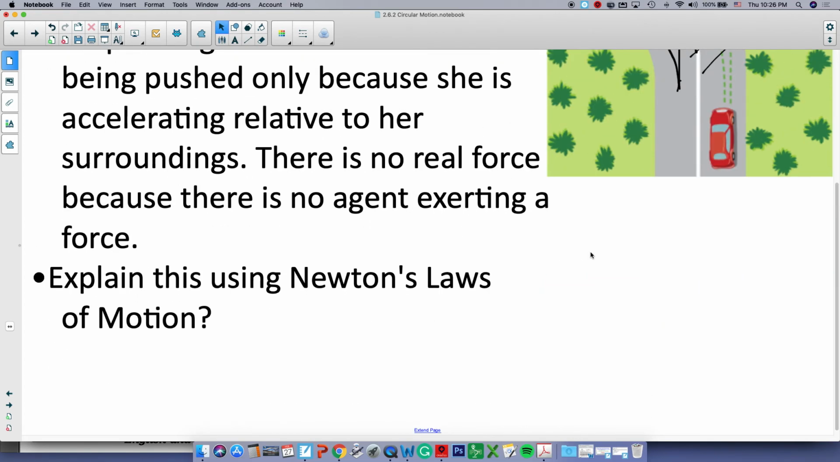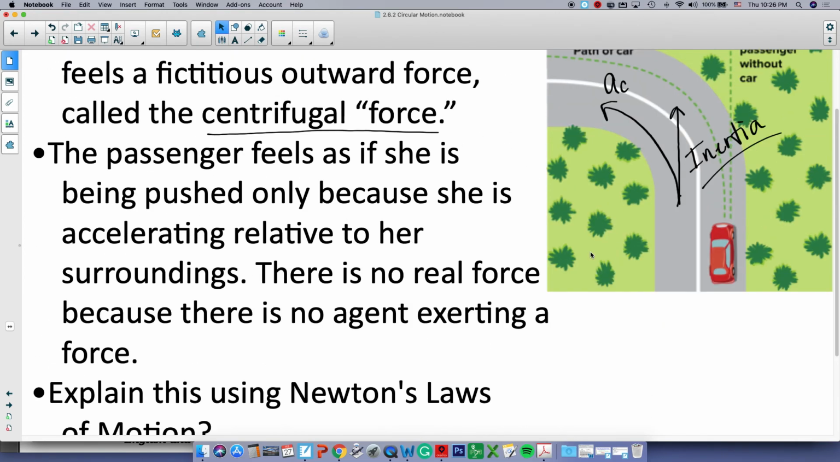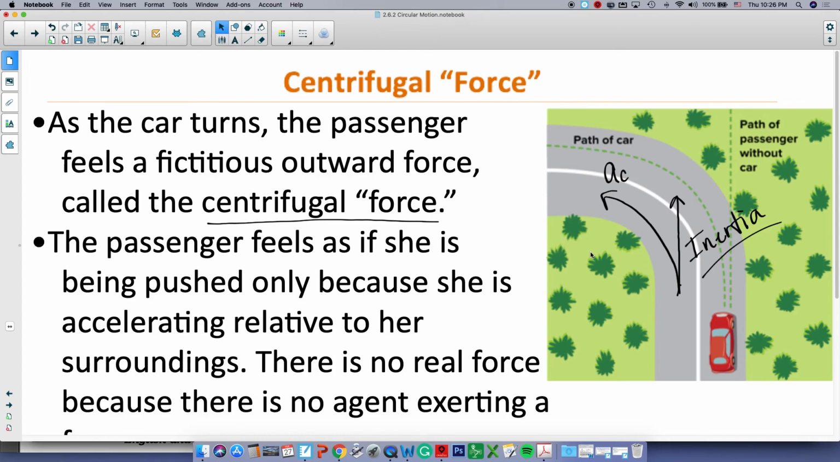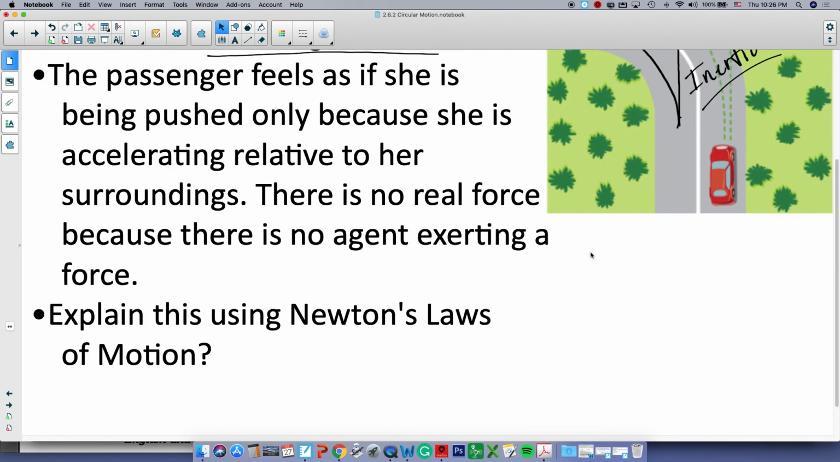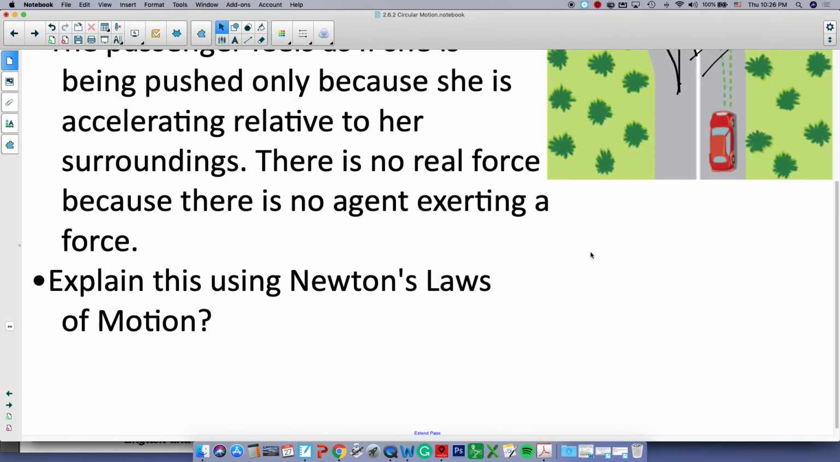Okay, so same kind of thing. If you were on one of those big swing rides, you're swinging out, the thing starts to speed up and you feel the force pushing you out, right? That's not the centrifugal force, that's just your inertia. Your body wants to stay where it is, but the thing's speeding up.